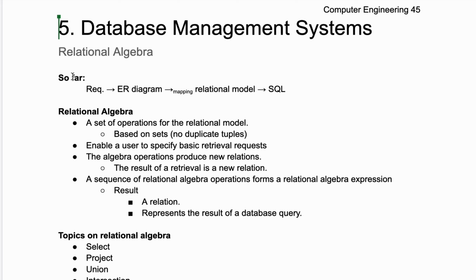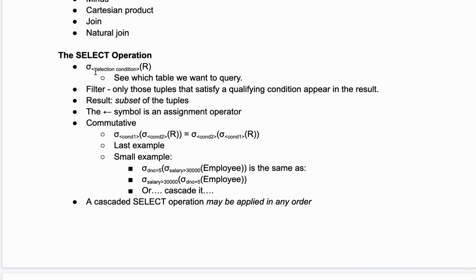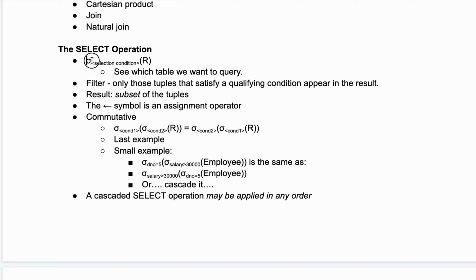Database management systems, relational algebra notes. We are going to be looking at the select operation. So this is what it's going to look like right here. We have this omega symbol, we have our selection condition inside of here, and then we have the relation. So this can see which table we want to query.